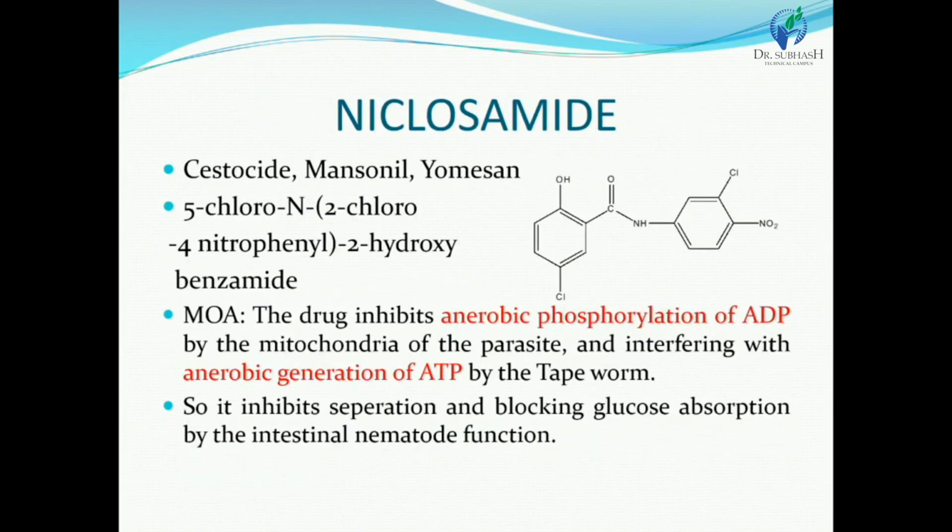Next drug, that is niclosamide, that is Cestocide, Niclocide, and Yomesan, that is 5-chloro-N-(2-chloro-4-nitrophenyl)-2-hydroxybenzamide. Their mechanism of action, they generally inhibit the anaerobic phosphorylation of adenosine diphosphate by the mitochondria of the parasite itself, and it interferes with the anaerobic generation of ATP by the tapeworm itself, leading to the removal of those worms. So it inhibits the glucose absorption by the intestinal nematode function.